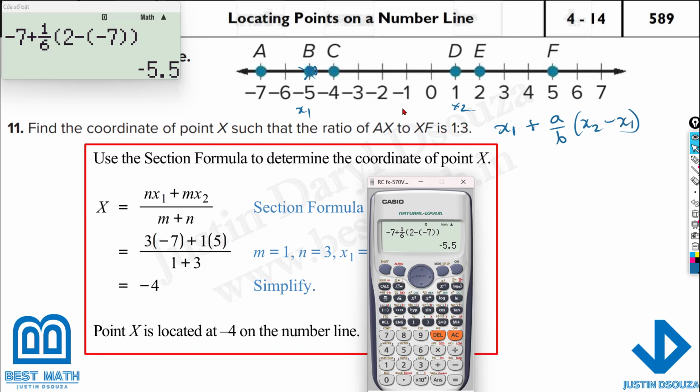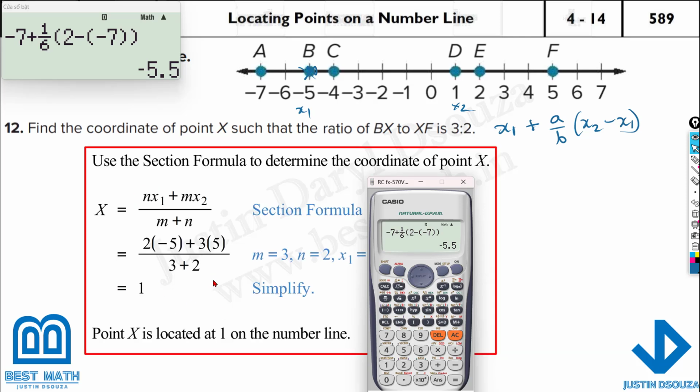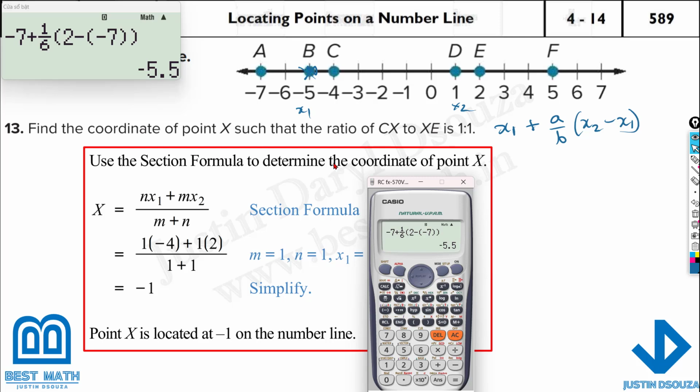Now here, don't forget the formula. It changes. We're back to the ratios. So use this formula. We have done it already. And here as well, it's 3 is to 2. That means 2 first. We have the n ratio, second ratio multiplied with x1 plus m x2 by m plus n. Only thing is you have to remember the formulas. 1 is to 1 means the midpoint. Now you're basically finding from C to x and x to e. C is the first point, minus 4. x2 will be e, that is 2.